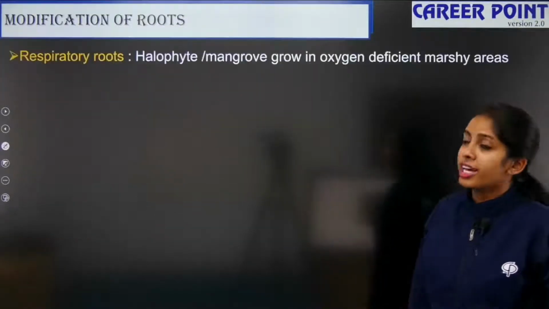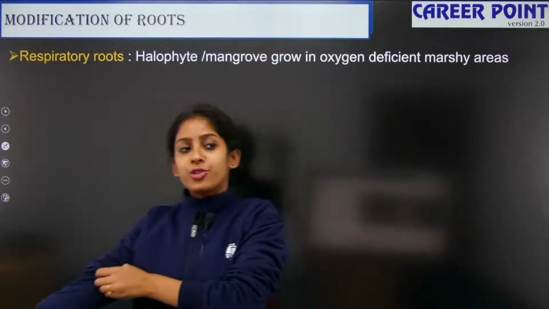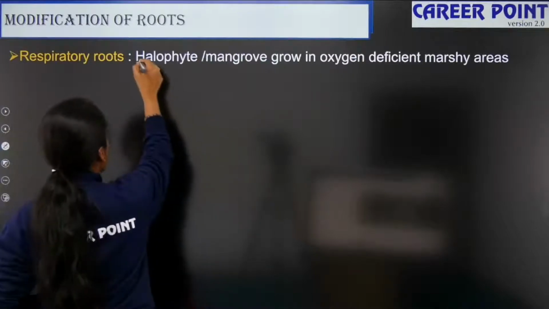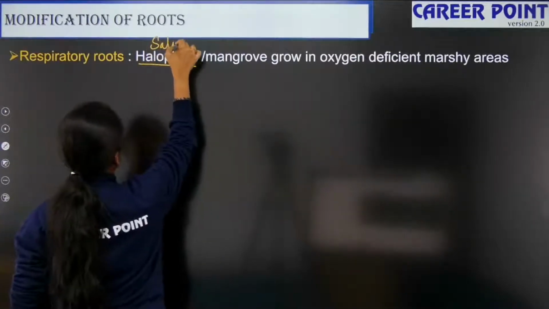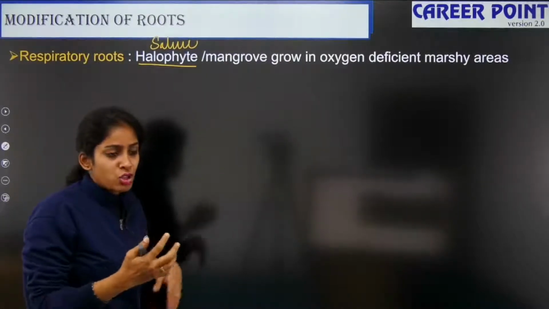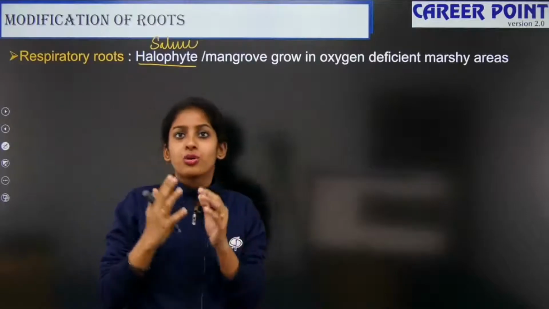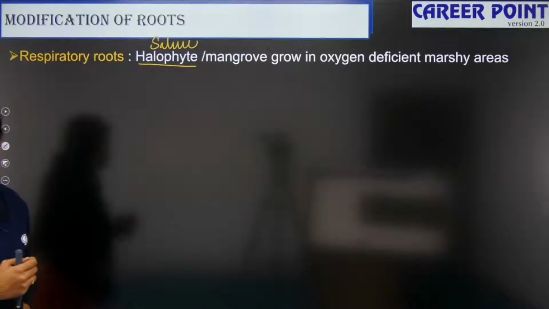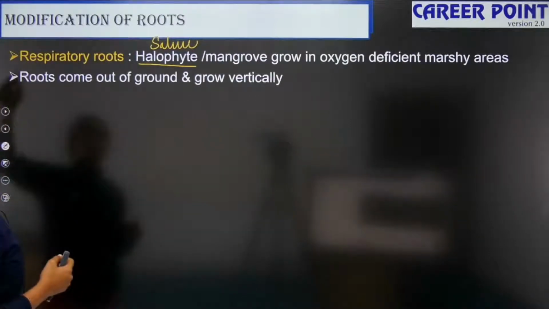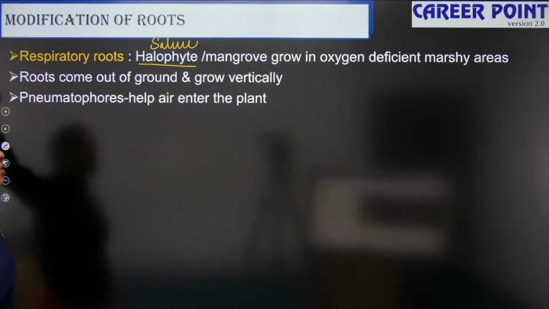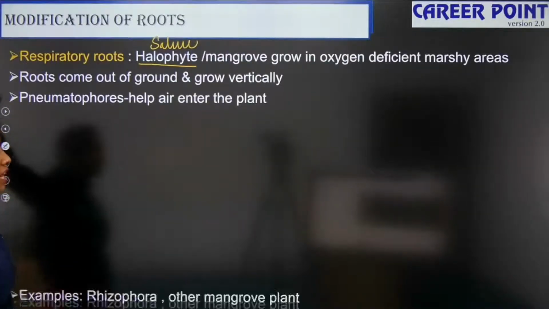Fine. So moving further, the next modification is your respiratory roots. So respiratory roots are also known as pneumatophores. So halophyte is one which grows in saline condition. So like in your mangroves where oxygen is very deficient. So mangroves very shallow, right? So you do not get enough oxygen there. So in that case, your roots help in the process of respiration. So the roots come out of the ground and they grow vertically. So the pneumatophores help the air to enter the plant. So that is your respiratory root.